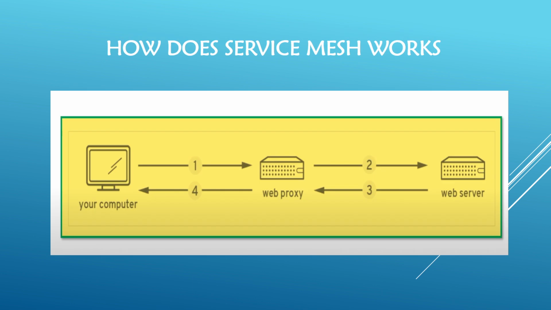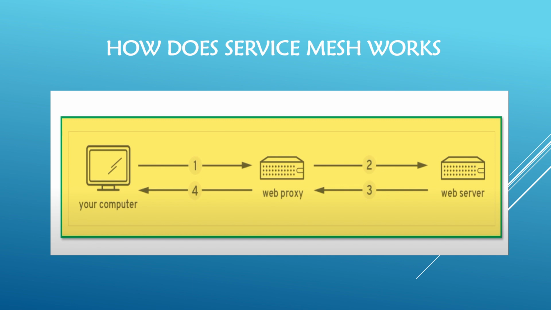So let's see how the service mesh works. A web proxy operates in a sequential process. The user computer sends a request to access a resource via the internet. Instead of going directly to the web server, the request is routed through a web proxy server. The web proxy, acting as an intermediary, forwards the request to the intended web server.